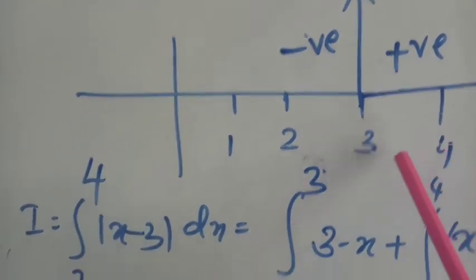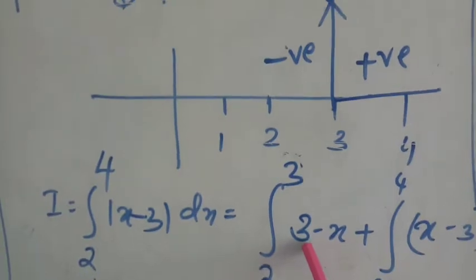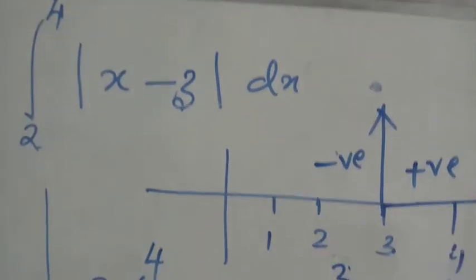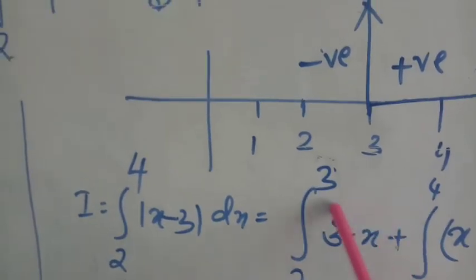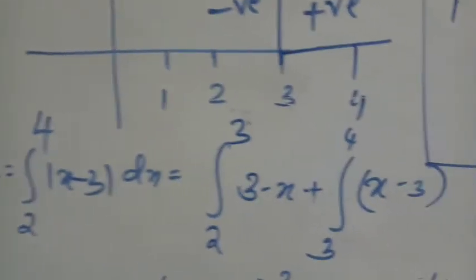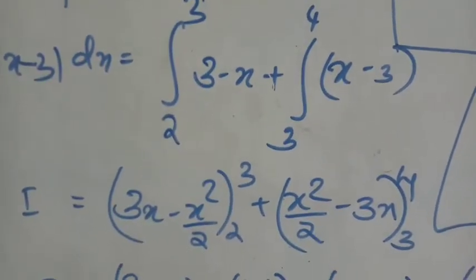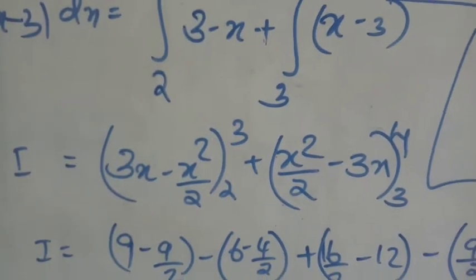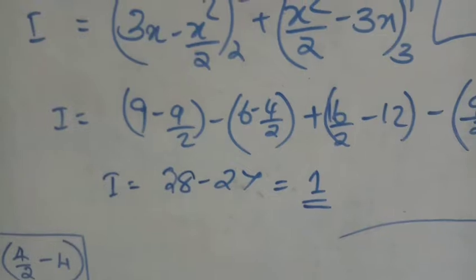So let us take that function as, from 2 to 3, 3 minus x. The previous function is x minus 3. By applying minus, it will be 3 minus x. Now this 3 minus x is positive in the interval 2 to 3. And from 3 to 4, x minus 3, the remaining portion as our usual process. By integrating, simplifying, putting upper and lower limits, you will get 1.